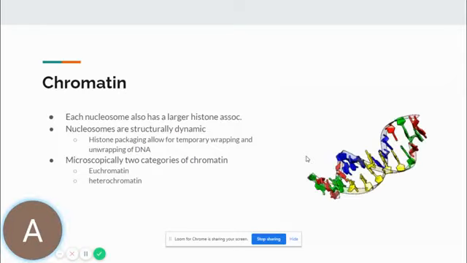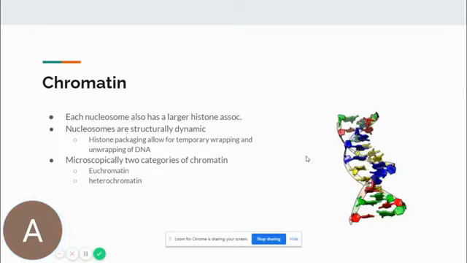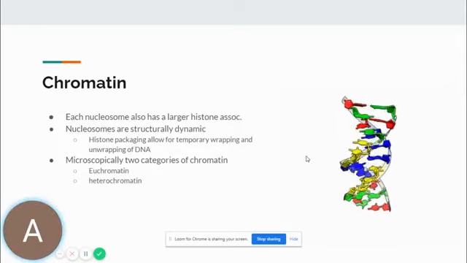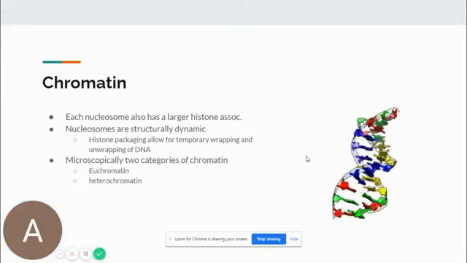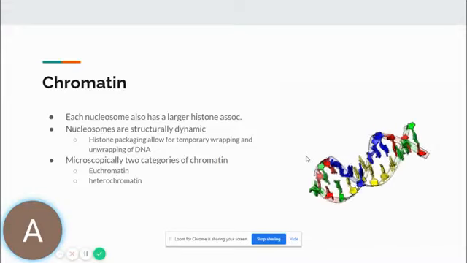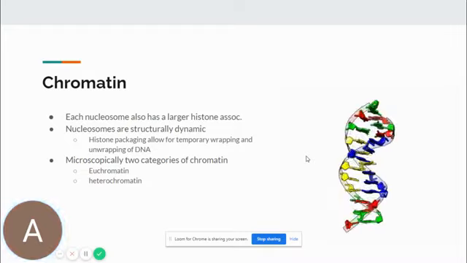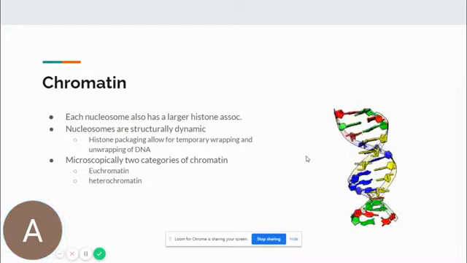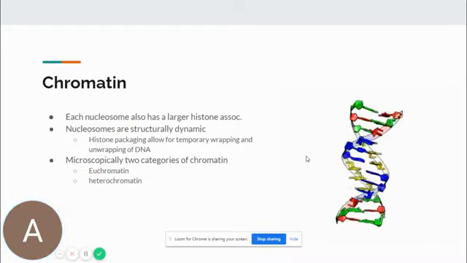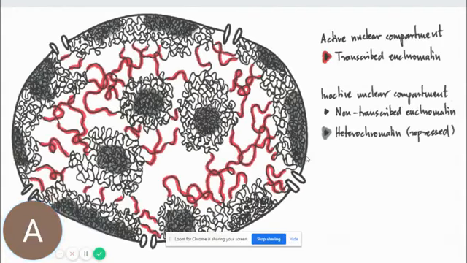So that's just an example. Okay, microscopically, there are two categories of chromatin. So you have euchromatin and heterochromatin. Okay, euchromatin, of course, uniform. Heterochromatin, okay, more dense, right? Hetero means other. Okay, so this is a simple depiction.